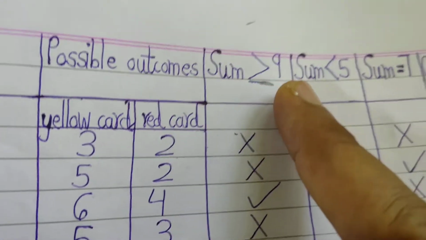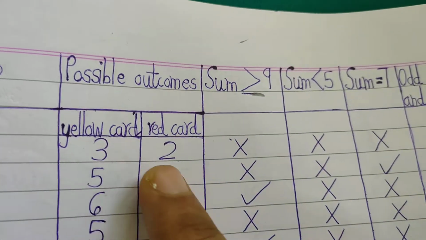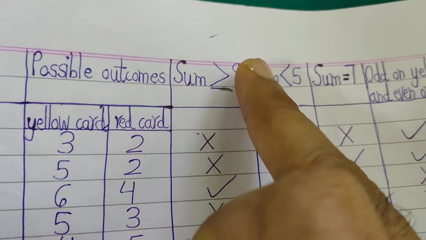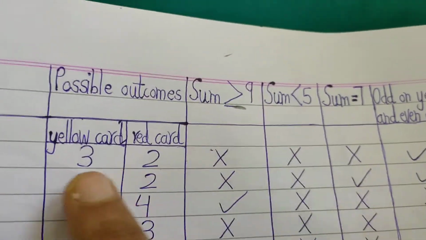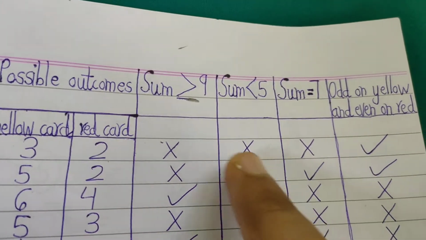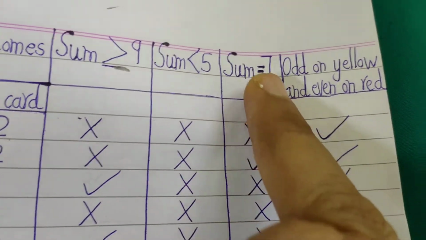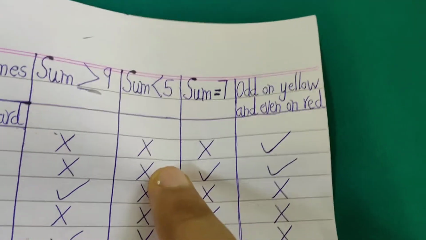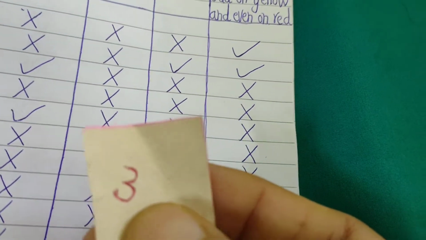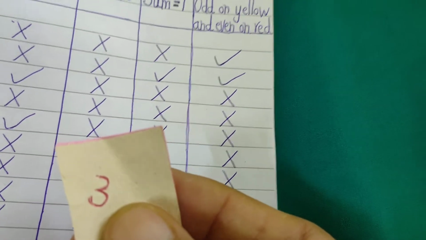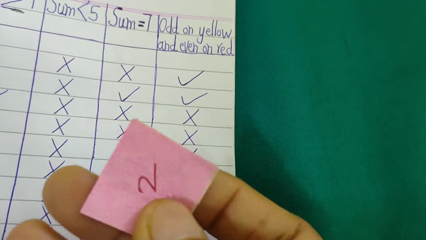After that, just fill up all the entries. Is the sum greater than or equal to 9? We know that 3 plus 2 is 5, and it is not greater than 9, neither equal to 9, so put a cross here. Is the sum less than 5? We know that 3 plus 2 is 5, so it is not less than 5, so put a cross here. Then is the sum equal to 7? No, then put a cross here. Then odd on yellow and even on red. Here, what is on the yellow side is 3. 3 is odd, and on the red side we have 2. Is it even? Yes, so put a tick mark here.